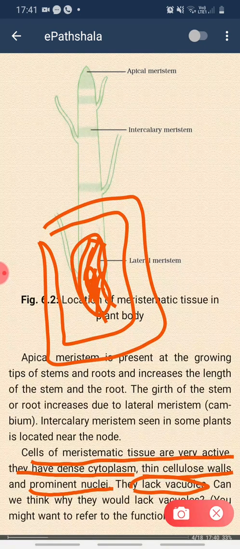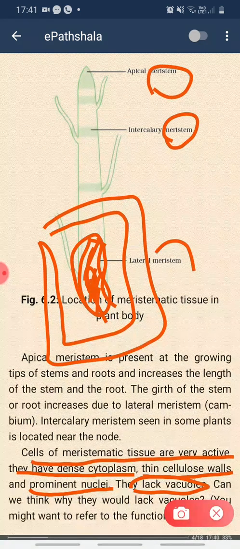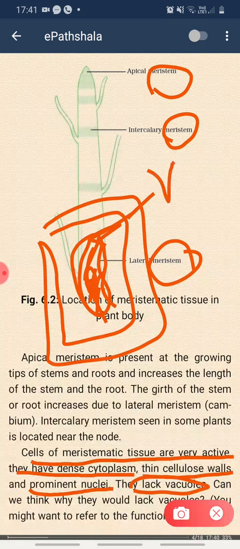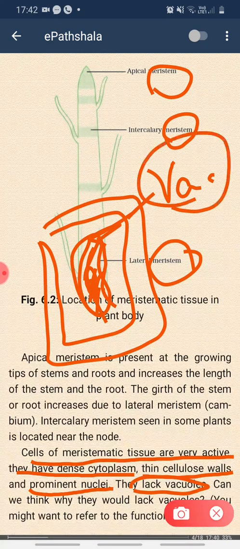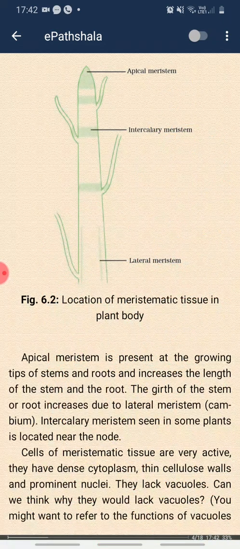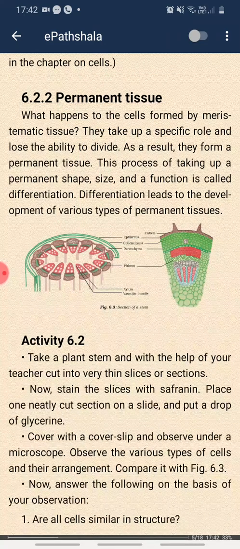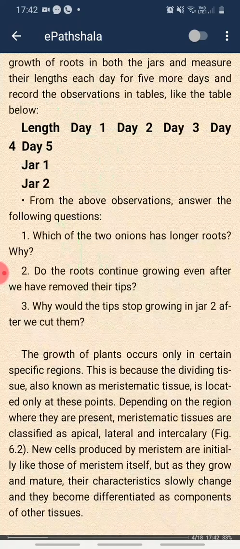But these meristematic cells, they don't want this vacuole, because they have to keep on dividing. Their main function is to divide. So that is the reason why these vacuoles are absent in these meristematic cells, because they have a dense cytoplasm. They have to do the work of division. What they need is a prominent nucleus. Okay, so this is how they are. This is something which you should know. So I hope it is clear.